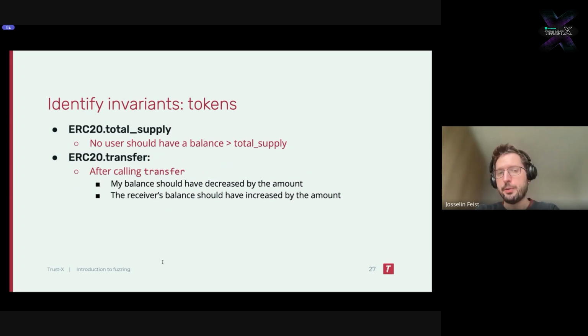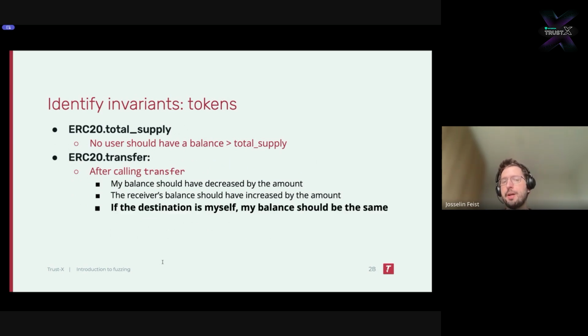So if you think about the transfer function and you sit down and you're like, okay, what should happen when I execute a transfer? First, the balance of the user that is calling transfer should decrease by the amount that you are transferring, and the destination of the transfer should see its balance increase. Pretty straightforward. If I transfer 10 tokens to Bob, my balance should decrease by 10. Bob's balance should increase by 10. Nothing magic. Well, the thing is, if you implement that as an invariant, it's actually going to be broken.